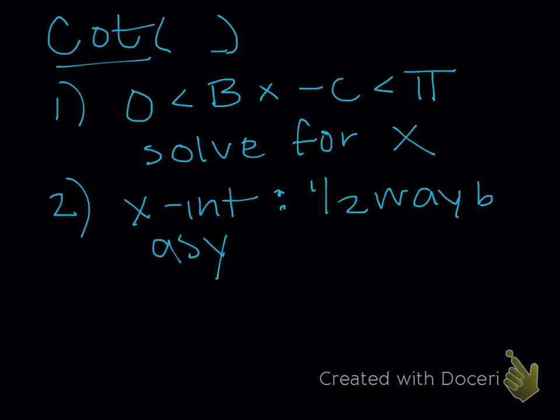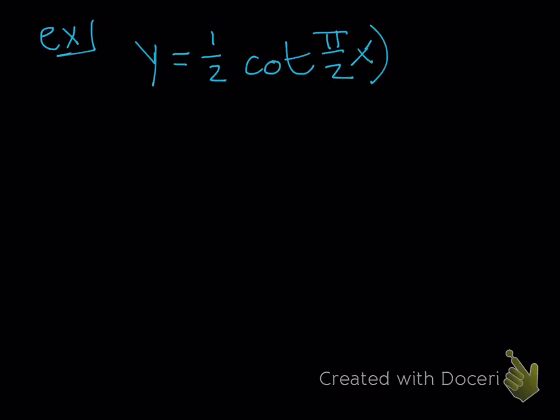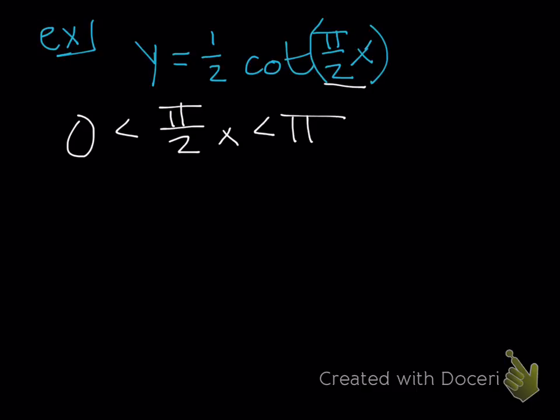So for our example for tonight, we are doing y equals 1/2 cotangent of pi over 2 x. So again, the process for this is you set up the inequality of 0 is less than whatever is inside after cotangent, pi over 2 x, less than pi.